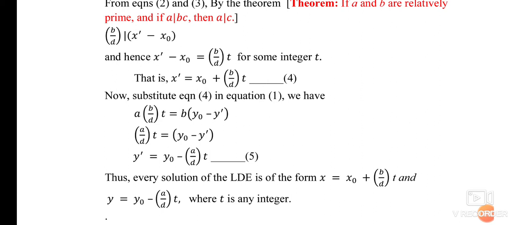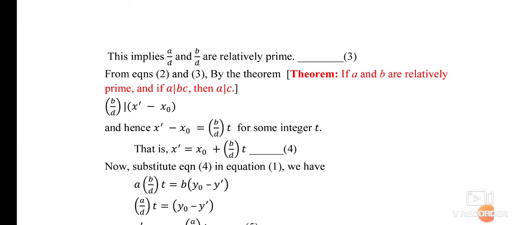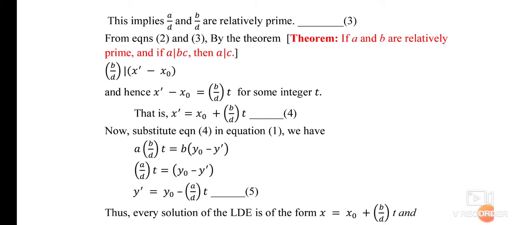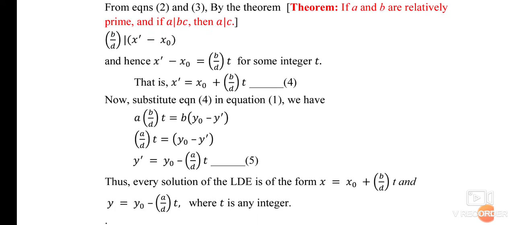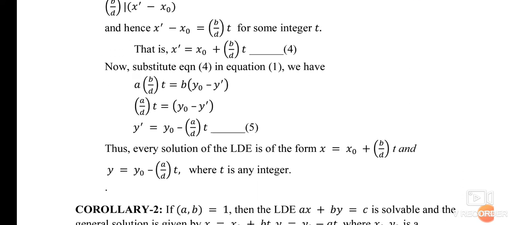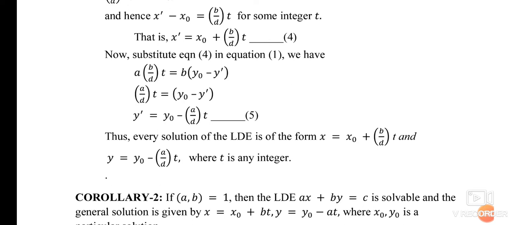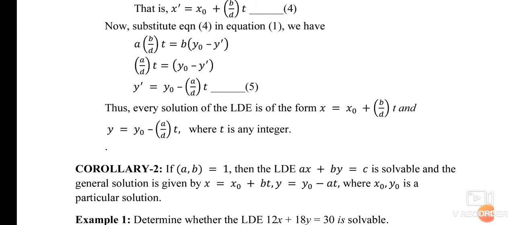So, what do we get? First we assumed x dash and y dash is any solution of the LDE. So, we get x dash and y dash take the form x naught plus b by d into t, y dash takes the form y naught minus a by d into t. Thus, every solution of the LDE is of the form x equal to x naught plus b by d into t and y equal to y naught minus a by d into t.